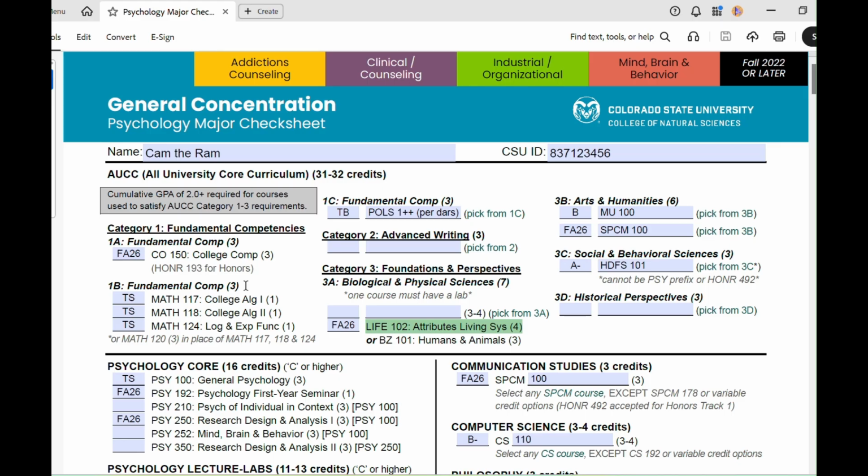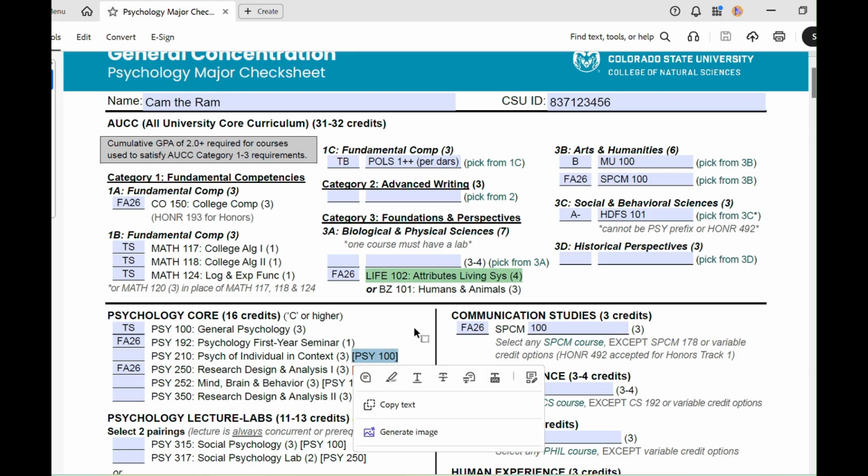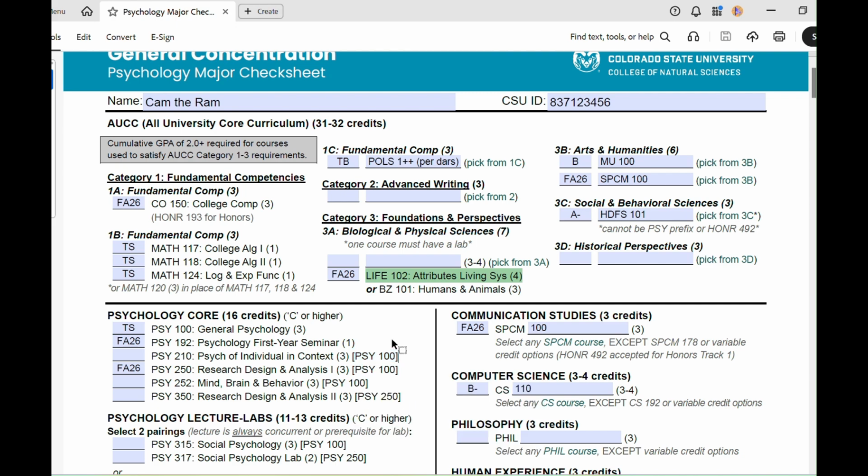Anything in brackets, which we will see later, indicates any prerequisite requirements. For example, Psychology 210, Psychology of the Individual in Context. In the brackets, it says Psych 100. You must have completed Psy 100 in order to take this class.